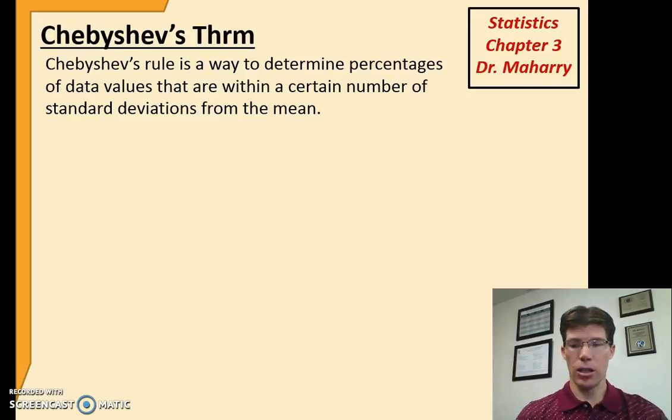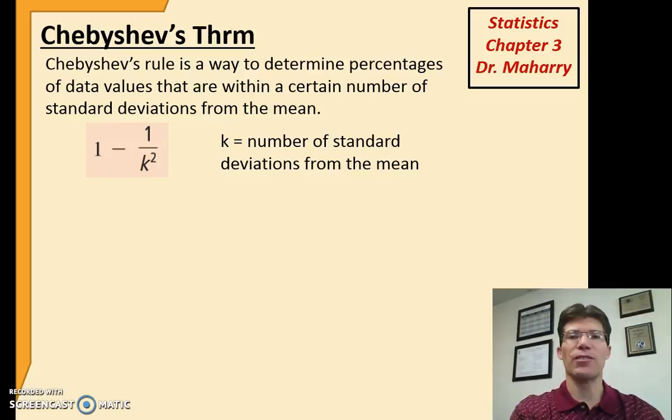away from the mean. If we think of k as the number of standard deviations away from the mean, Chebyshev's looks at how many standard deviations you are away from the mean and what percentage of data are within certain ranges. So the general formula is 1 minus 1 over k squared.